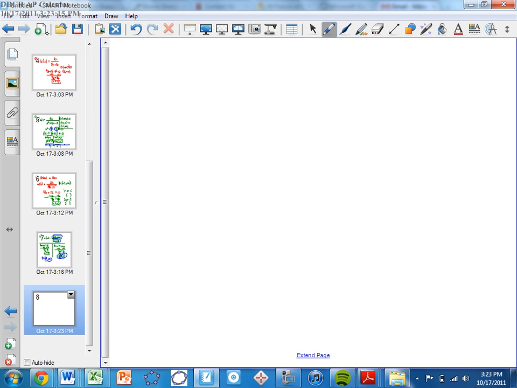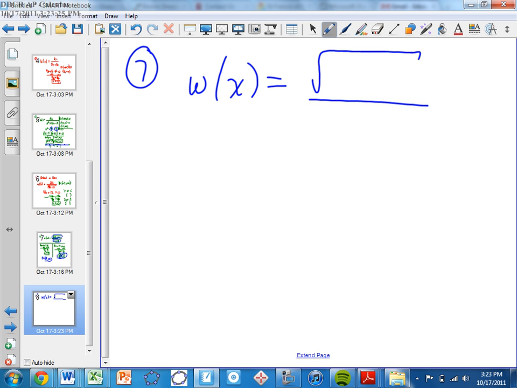Let's try number 7. Let's say w of x equals square root of 3x plus 15 over 2x minus 8. Did you use 2x minus 8 last time? No, it was 3x plus 12. Okay. You got the same answer, but you're still going to get a 4.